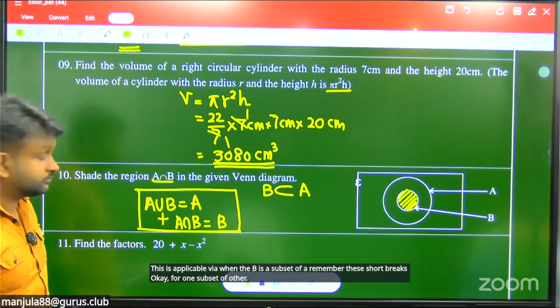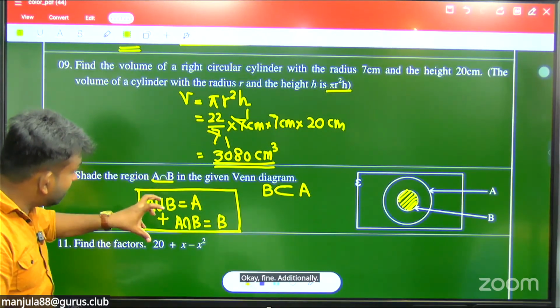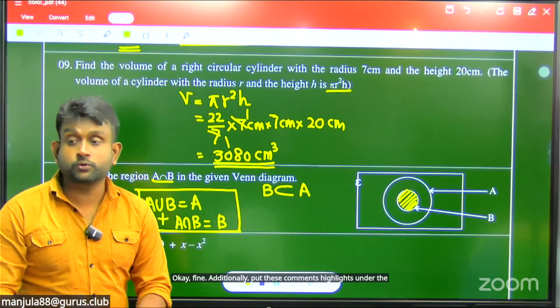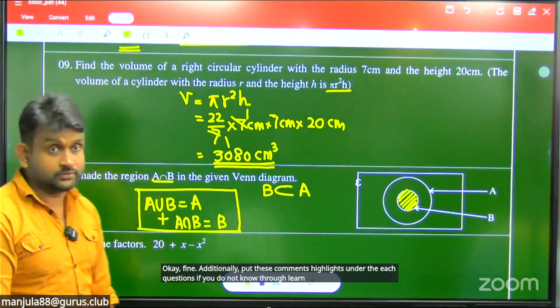Okay, fine. Additionally, put these comments and highlights under each question if you do not know, to learn this through the paper class.